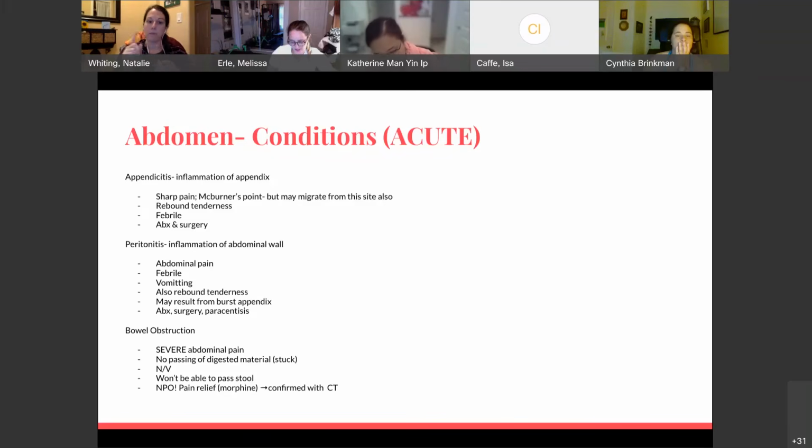They may have nausea, vomiting. So NV is nausea, vomiting. They won't be able to pass stools. So you would always ask them, when was the last time you had a bowel movement? That was one of the main things we ask with GI. And basically, this is no passing of the digested material. It's stuck. It's not moving forward.